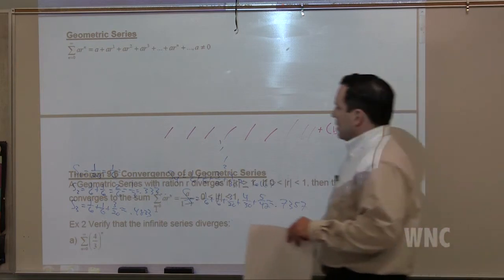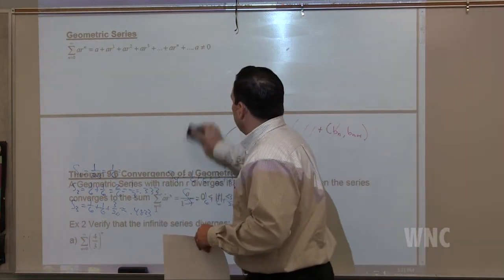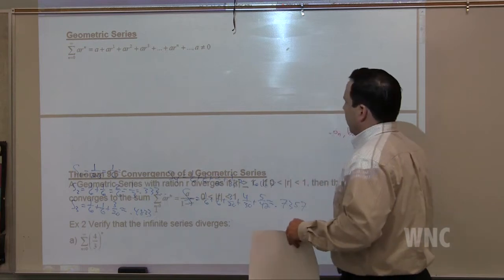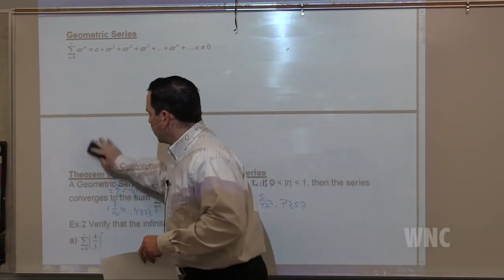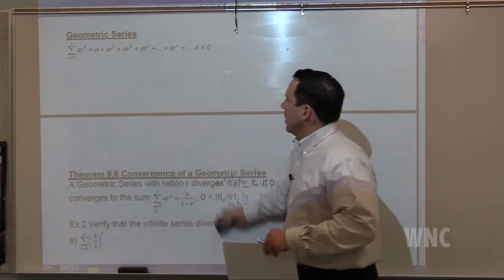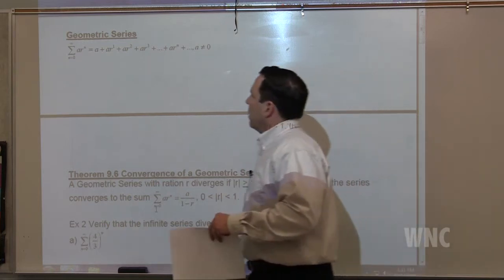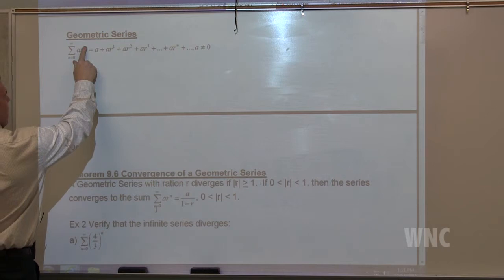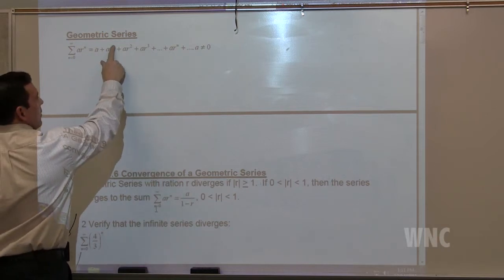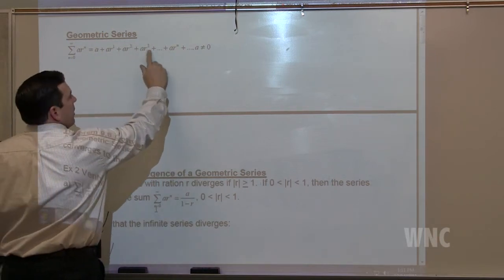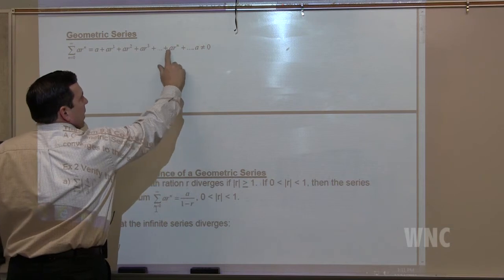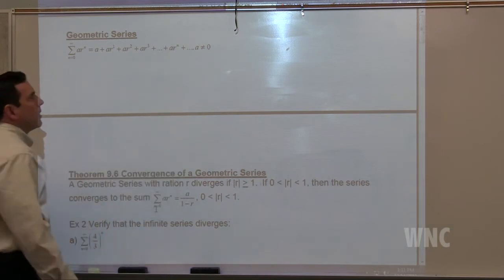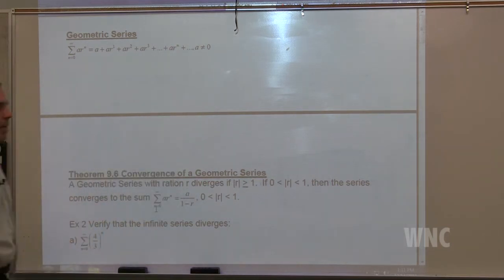A geometric series. I talked to you a little bit in the last section about an arithmetic series. This is a geometric series. The sum goes from 0 to infinity of a times r to the n. It's a plus ar to the 1, ar to the 2, ar to the 3, plus dot dot dot, ar to the n, and so on, as long as a is not 0. That is a geometric series.